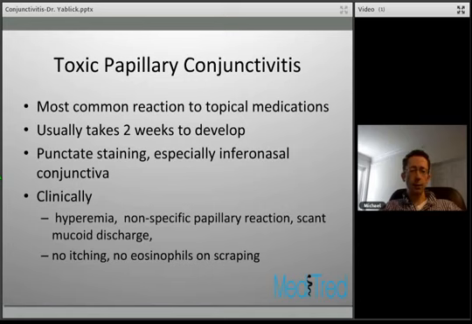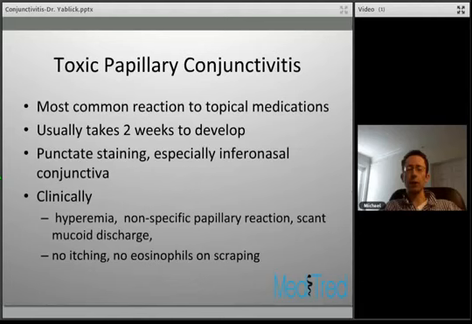It'll be a nonspecific papillary reaction, with a little bit of mucoid discharge as well. Not necessarily the mucopurulent discharge you would see in a bacterial infection. Typically, these patients have no itching or other allergy symptoms, and you don't find eosinophils on scrapings, and this differentiates it from, say, an allergy to these medications. So it's really more of an irritation caused by the medications as opposed to an actual allergy.